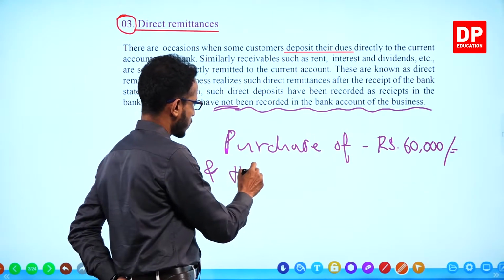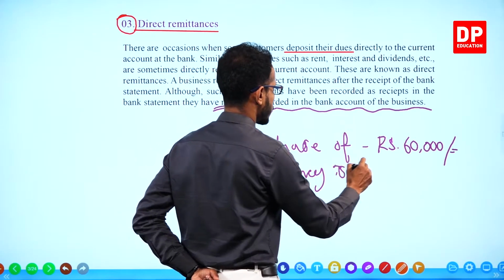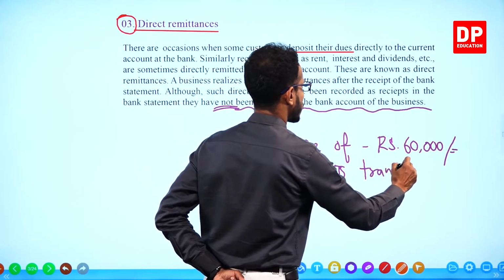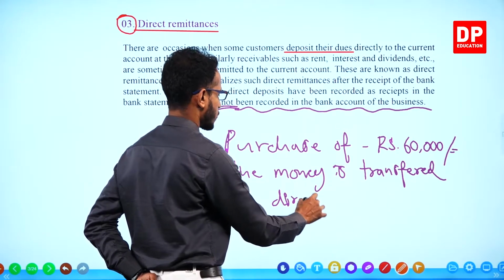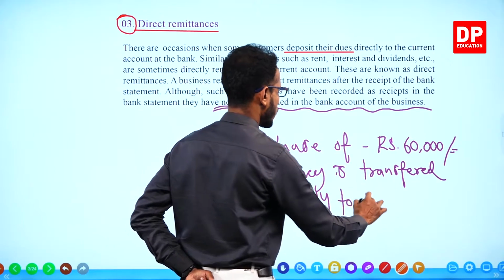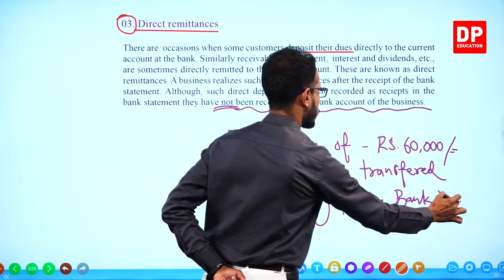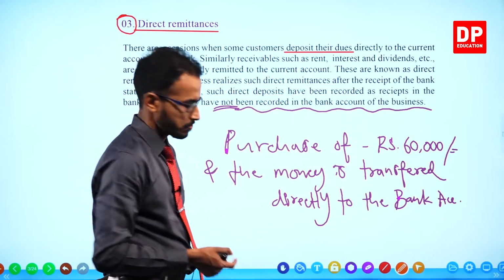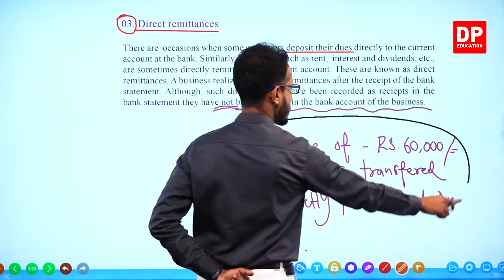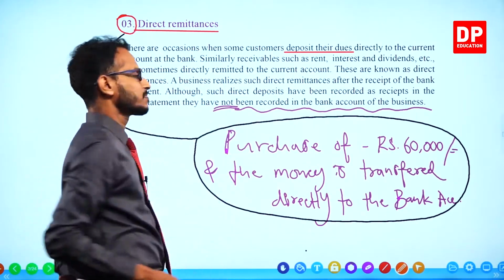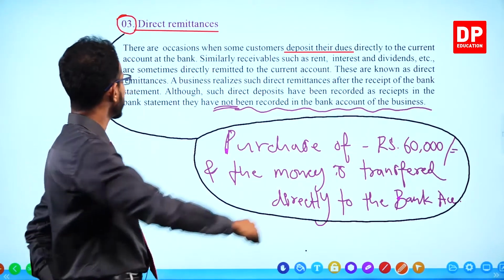And the money is transferred directly to the bank account. Direct deposits or direct remittances.